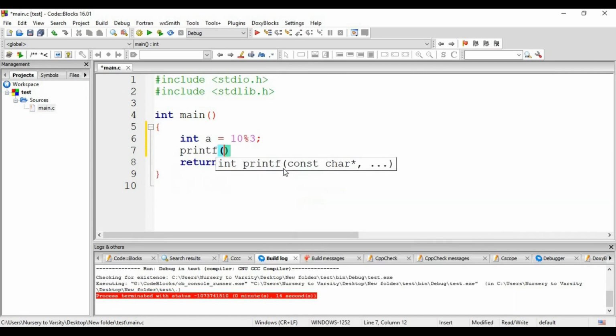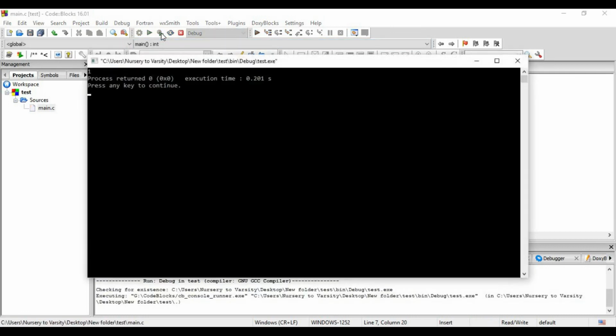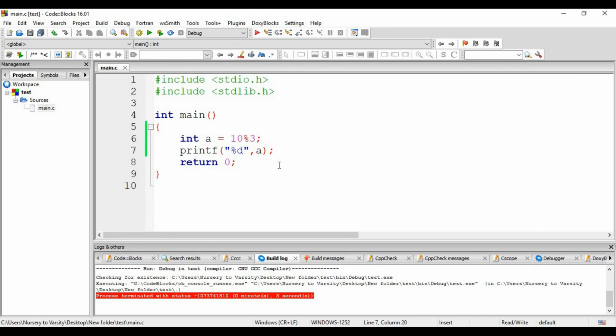Printf a. Let's check. Let's build and execute it. And the answer is 1. When we divide 10 by 3, we get a remainder as 1. And it is interesting to note that the sign of the remainder is always the same as the sign of the numerator. And the modulus operator does not apply on the float.